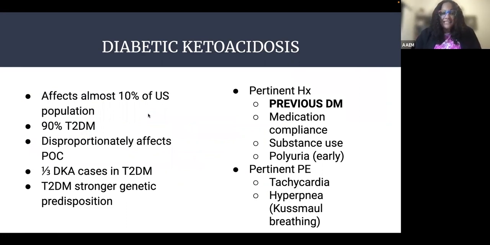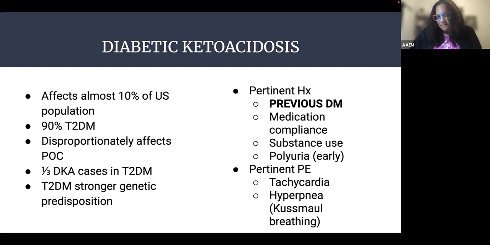Almost 10% of the US population has diabetes, which is a staggering amount. 90% of that is type 2 diabetes, and it disproportionately affects people of color. 1 out of 3 DKA cases are type 2 diabetes, so remember that just because someone has type 2 diabetes does not mean they can't present in DKA. Type 2 diabetes actually has a stronger genetic predisposition than type 1 diabetes.